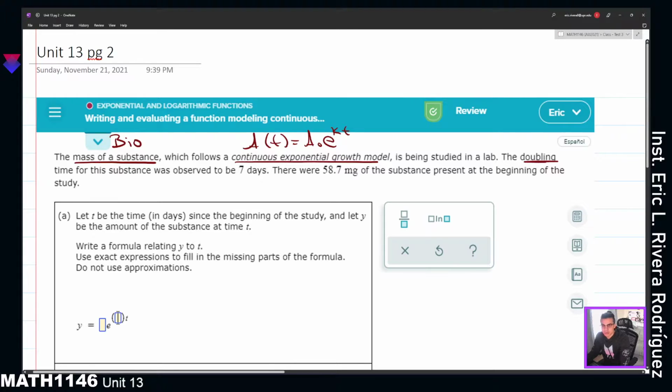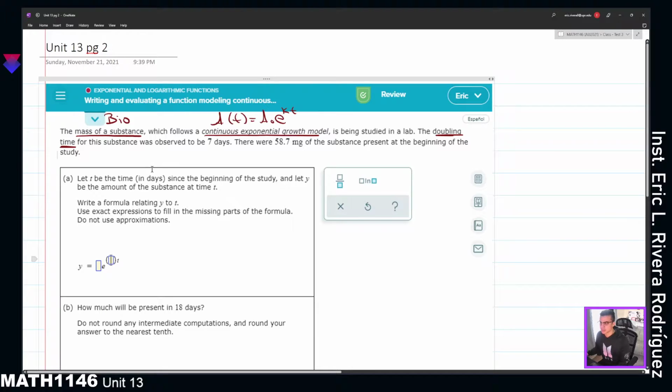All right, so the doubling time is a term that is used in this kind of scenario, and you will see how this term, the doubling time, is used across the exercises that we have seen. So every time you see the doubling time, what does it mean?